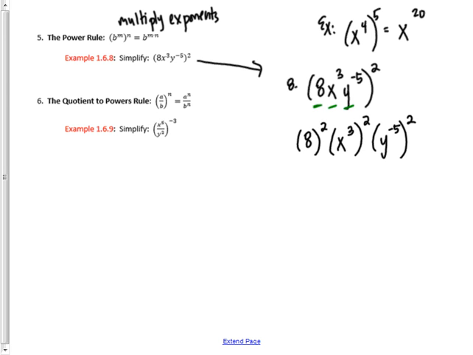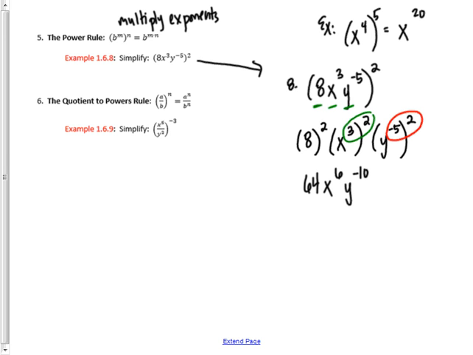Okay, separate them all, three bases. All right, well, 8 squared is 64. Okay, here, when one exponent is outside the parentheses, power to power, you're going to multiply them. So you get x to the sixth. Same thing here. When it's outside, you're going to multiply. You would get y to the negative 10.